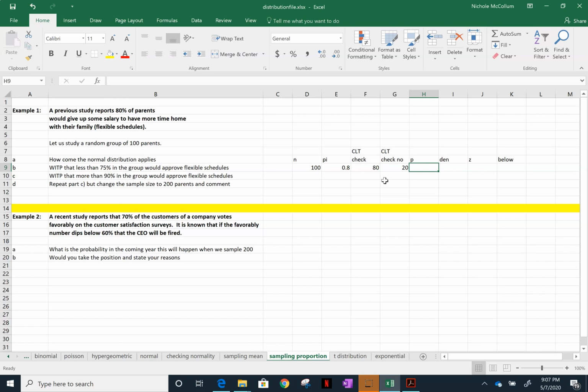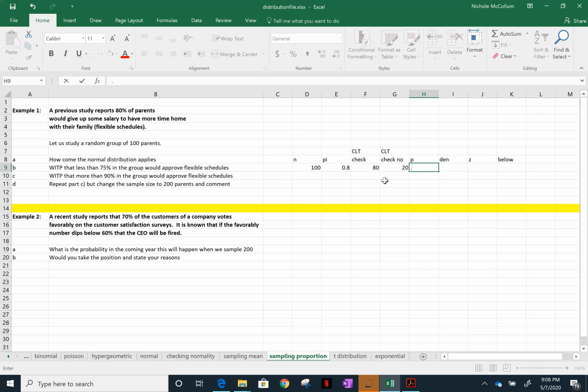Part B then. What is the probability that less than 75 in the group would approve of the schedules? So we know 80% should. So what is the probability that less than 75 in some random group would approve? That's what we're trying to figure out: what are the odds less than 75 would come in and say they approve if the national average is 80%. So first I need the sample proportion we're studying, and that's 0.75.